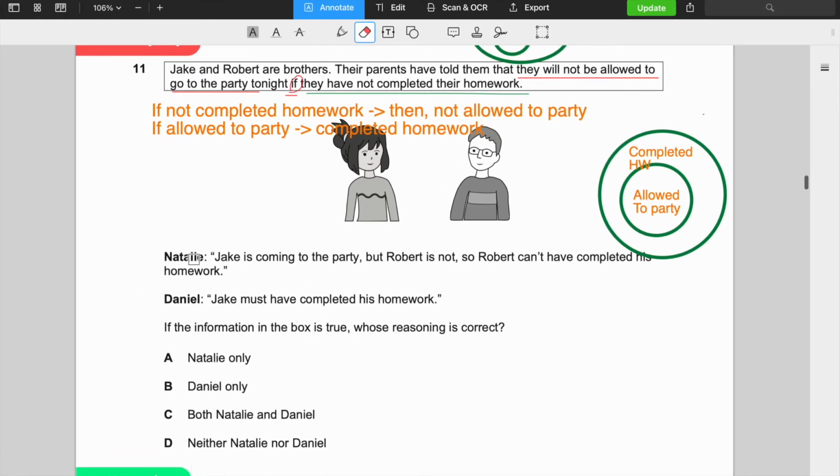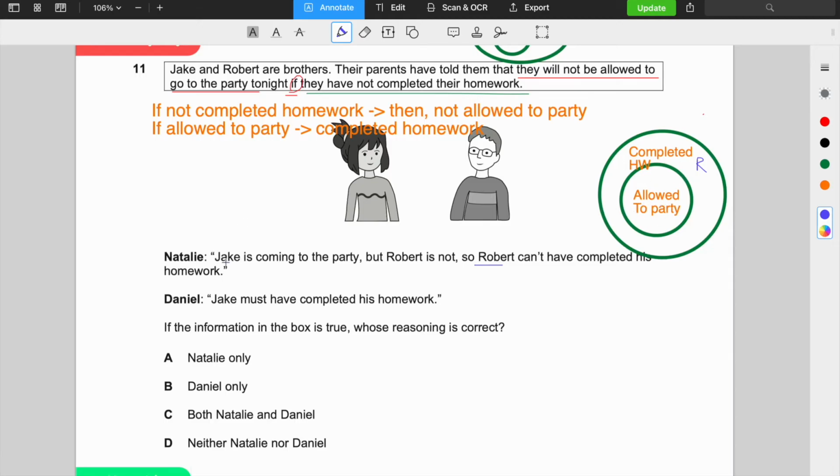So we have Natalie says Jake is coming to the party, but Robert is not. So Robert kind of completed his homework. That's not necessarily true, because what if Robert has completed his homework, but he's still not allowed to the party? Because completing your homework is simply a necessary condition. It's not enough. Because maybe Robert has COVID, so Robert should be quarantining, right? That's why Robert still can't come to the party, although he has completed his homework. Completing his homework doesn't guarantee he will be allowed into the party.